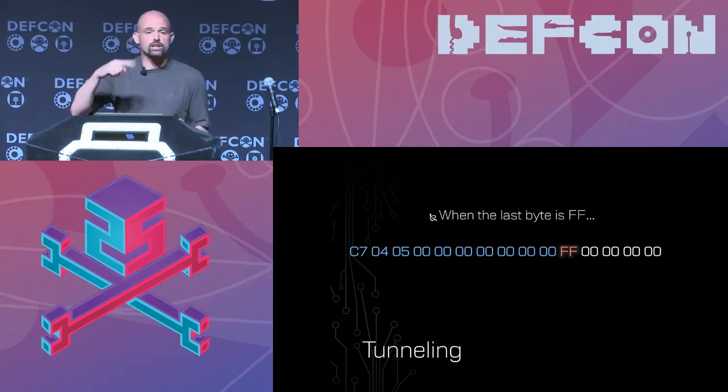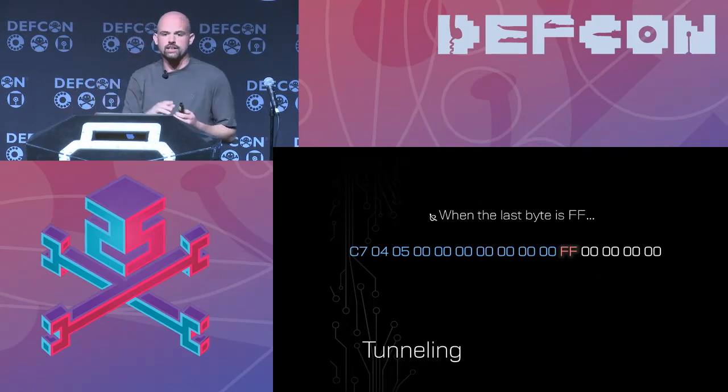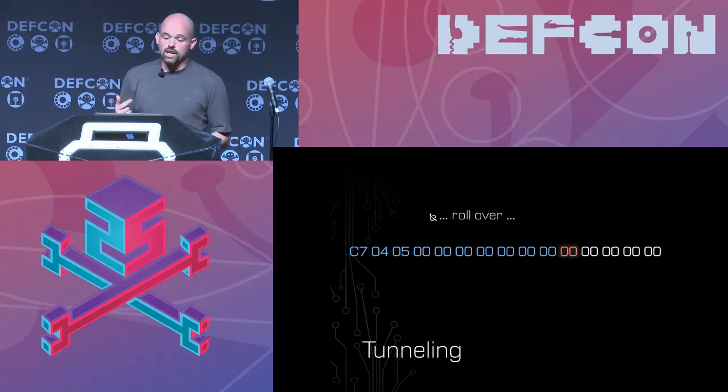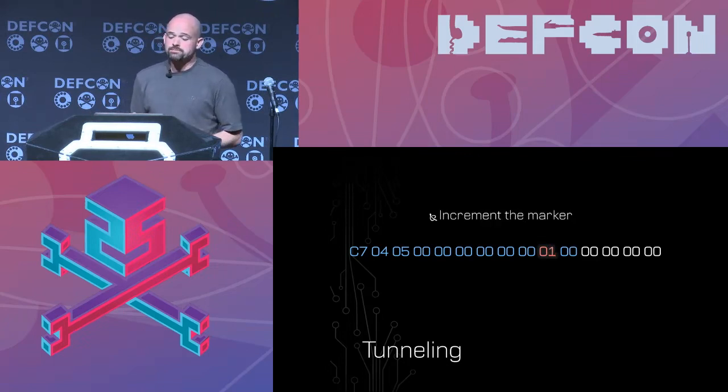So at some point, you're going to increment all possible values for that last byte, and you're going to see that the length still didn't change. So when you've done that, when the last byte is FF, 255, you're going to increment it one more time, let it roll over, and then you're going to move back a byte. That's going to be our marker byte. So then we're going to increment that marker. So it becomes 1, and we'll repeat the process.